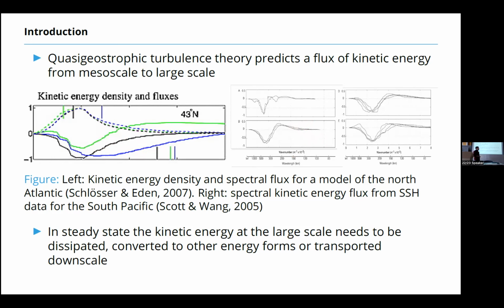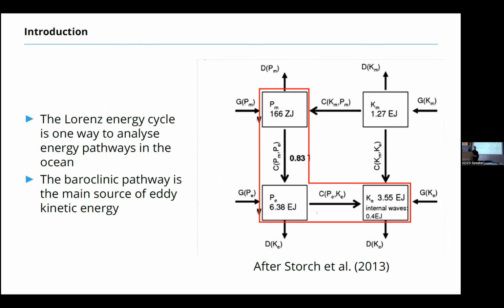And yeah, one way to look at ocean energetics is the Lorenz energy cycle, which consists of 4 energy reservoirs: mean and eddy available potential energy, mean and eddy kinetic energy, and then you have the conversions between them, and also generation and dissipation of these reservoirs. This has been analyzed by this paper from von Storch et al. And they found that the baroclinic pathway is the main source of the eddy kinetic energy, going here from mean potential energy to eddy potential energy to eddy kinetic energy.